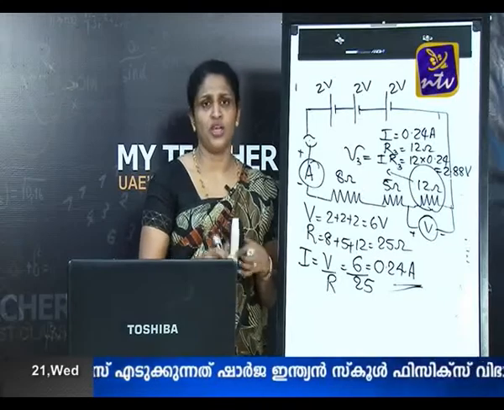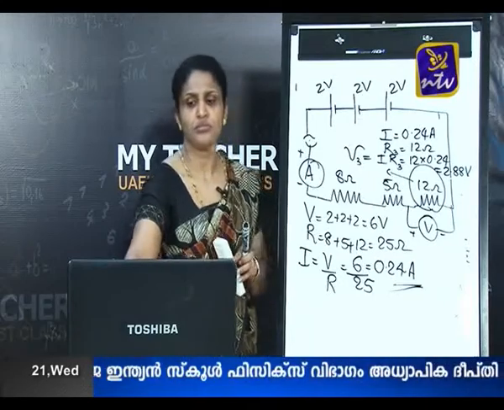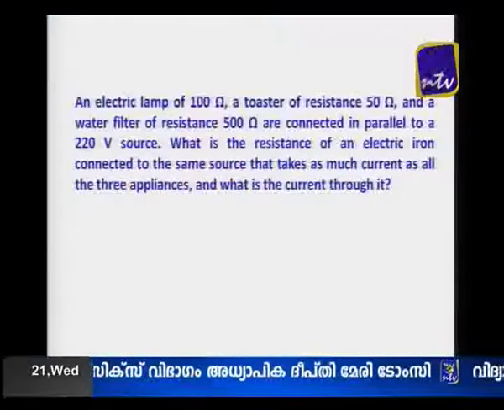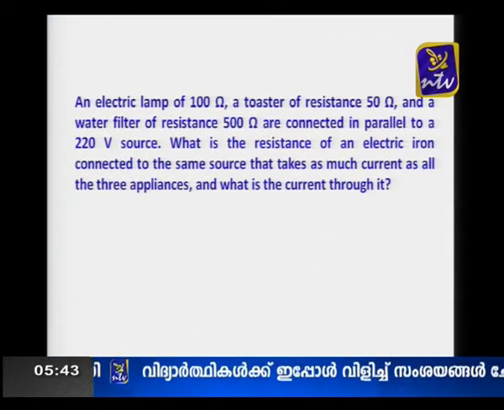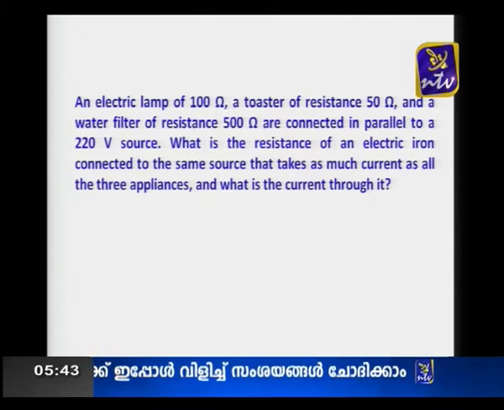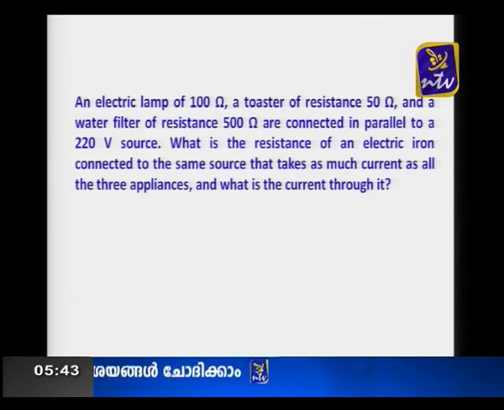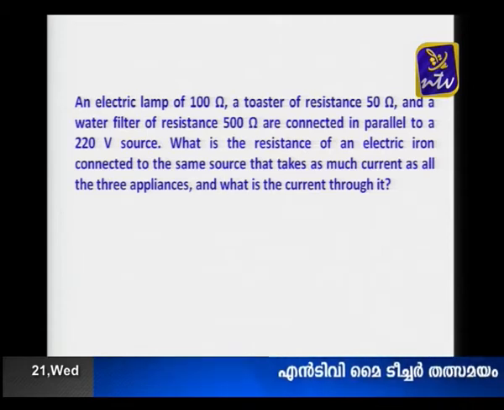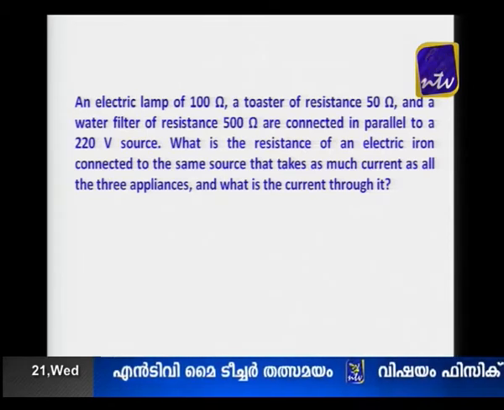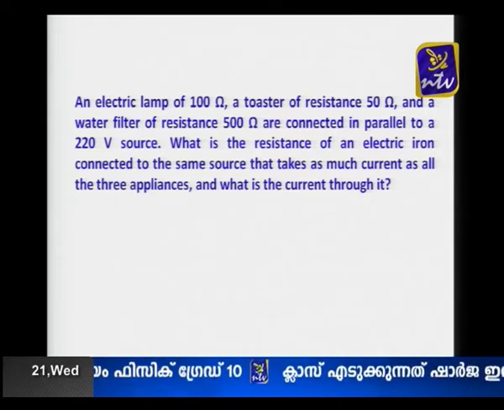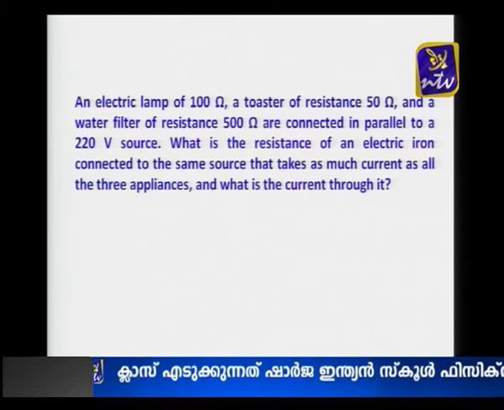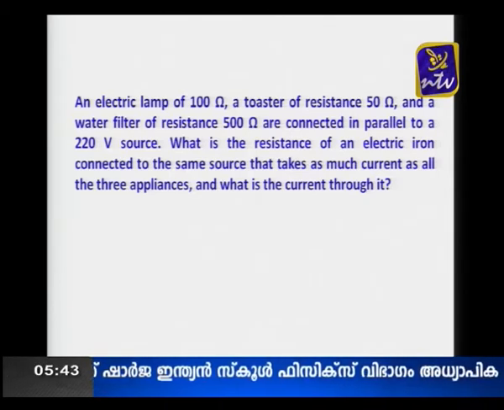Now, we will move to the next question. An electric lamp of 100 ohms, a toaster of resistance 50 ohms and a water filter of resistance 500 ohms are connected in parallel to a 220 volt source. What is the resistance of an electric iron connected to the same source that takes as much current as all the three appliances, and what is the current through it?